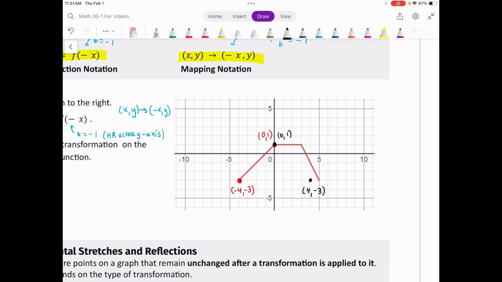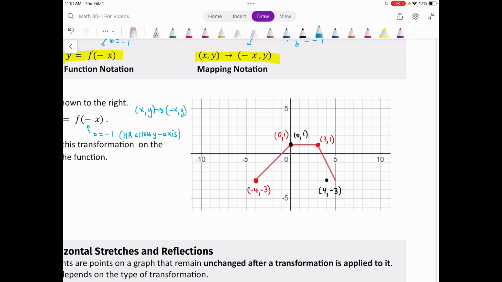Okay, let's try another point. I'm just going to use the vertices, the corners. Okay, I've got this point (3, 1). Multiply the x-coordinate by negative 1. That's what a horizontal reflection in the y-axis does. So this will now be at negative 1, 2, 3, (-3, 1). And we can start to see the shape of our graph taking form here.